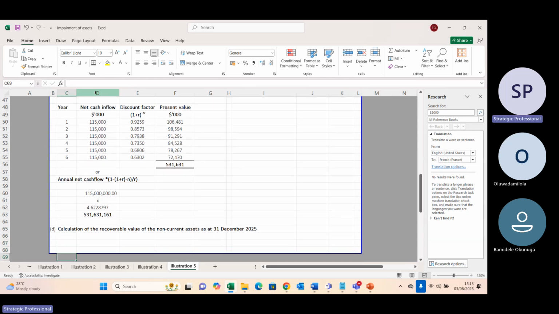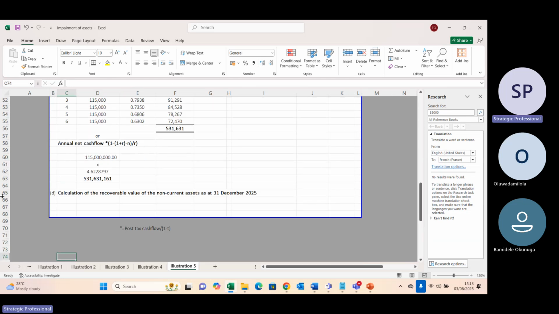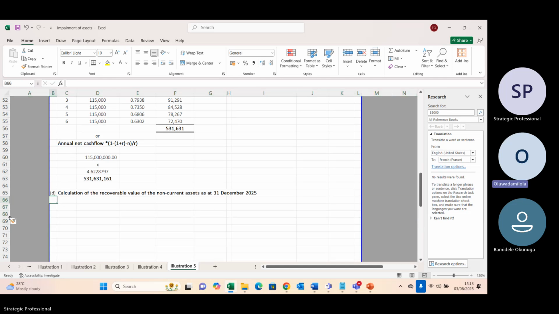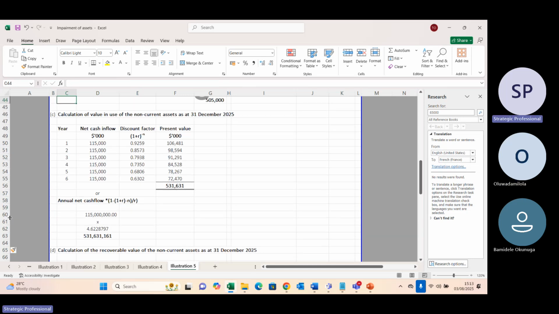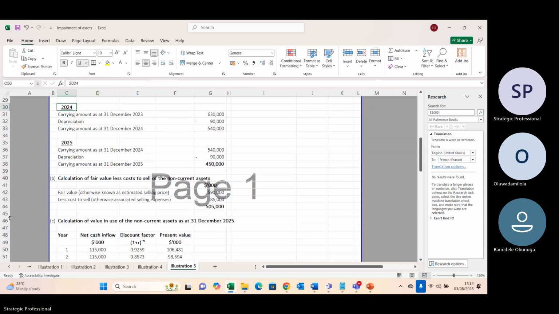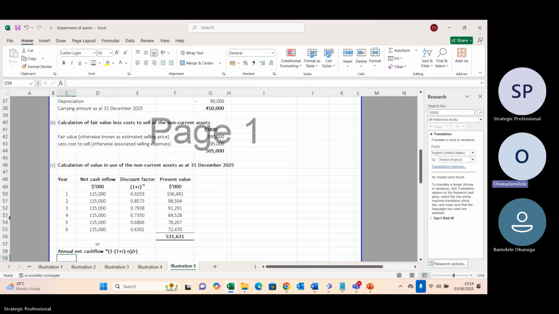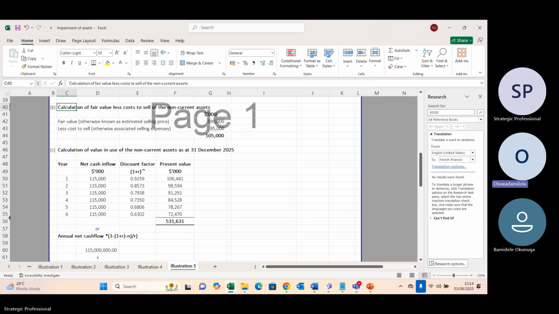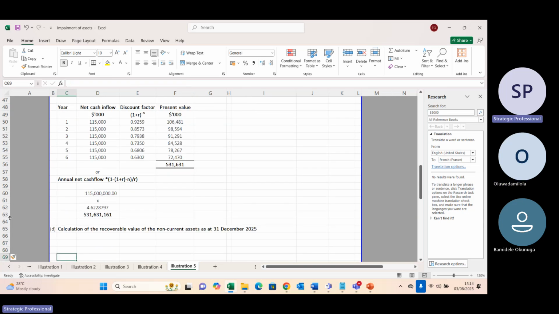So, Madam Dami, what is the recoverable value of the assets? Can you teach us? Recoverable value as at December. Yes, ma'am. That is the higher of the value in use and the cost of disposal. So yes.